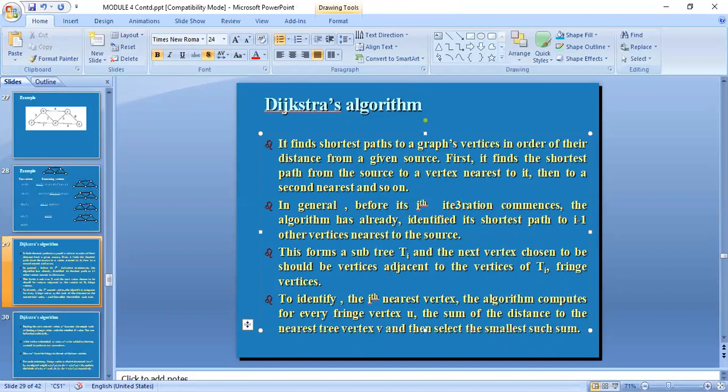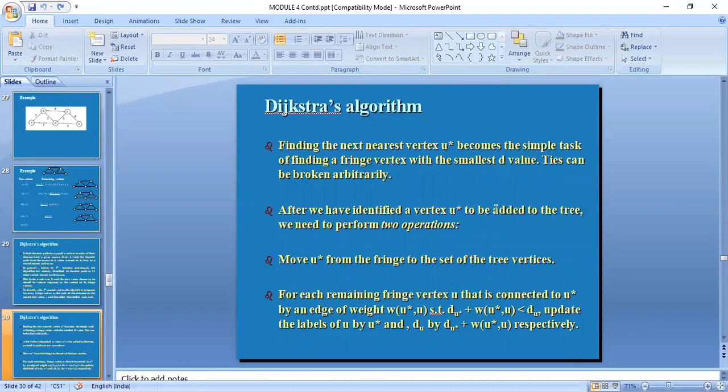So in Dijkstra's algorithm, you are going to find out the nearest vertex. I'll show you an example, then we will move ahead.